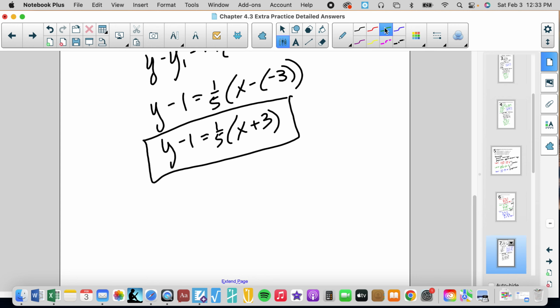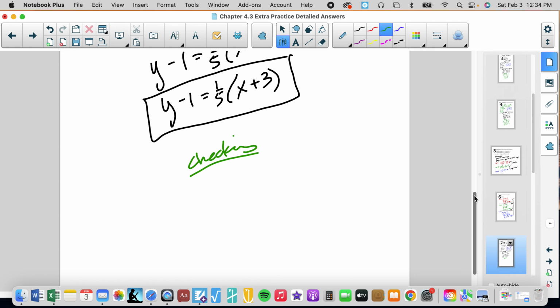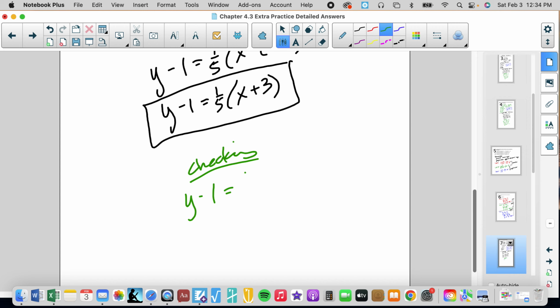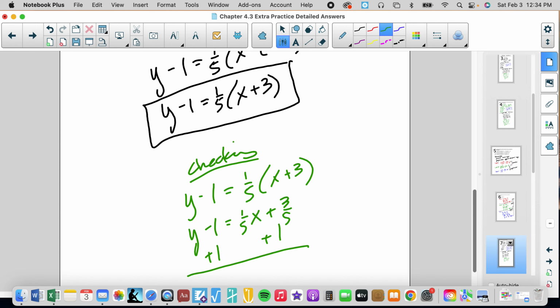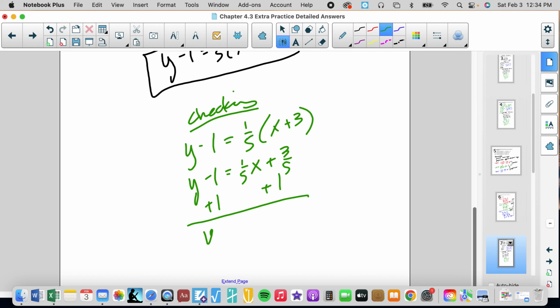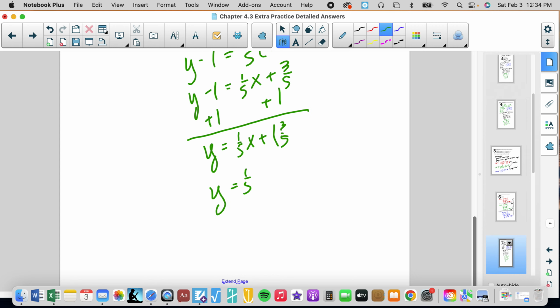And then checking, because it only takes a couple seconds, y minus 1 equals 1/5 times quantity x plus 3. Y minus 1 equals 1/5 x plus 3/5. Add 1, and we get y equals 1/5 x plus 1 3/5, which is the same as what we wrote earlier. So that checks.